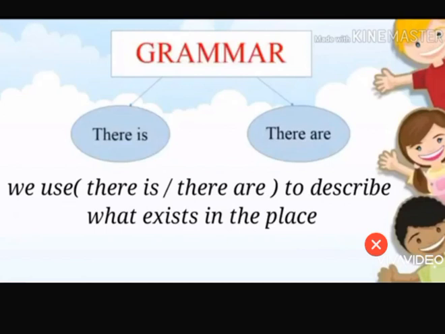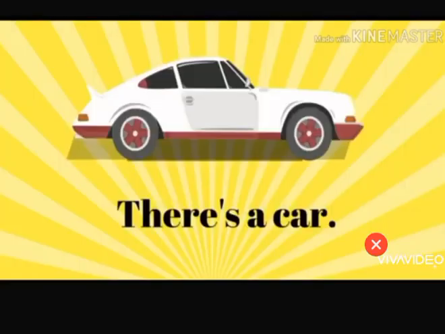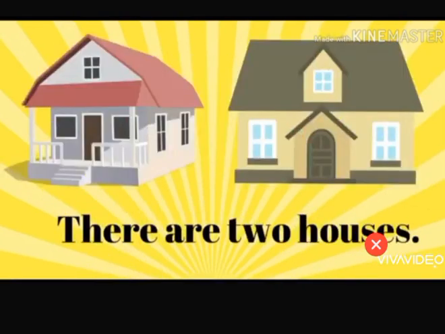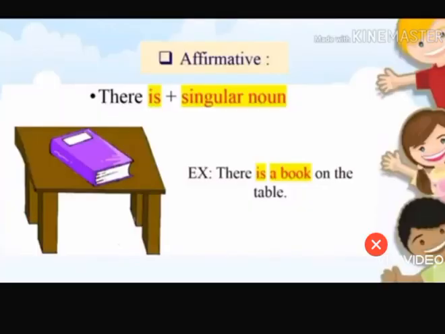For example, there is a car. Here we are referring to one car, a singular noun. So we use there is. There is a car. But here in this picture, there are two houses. Two houses, more than one. So we use there are for plural nouns.